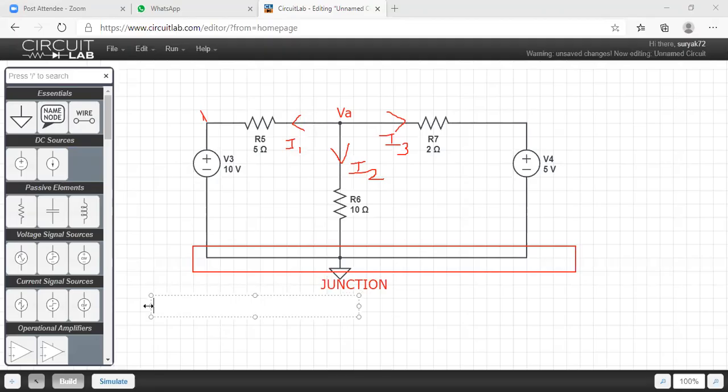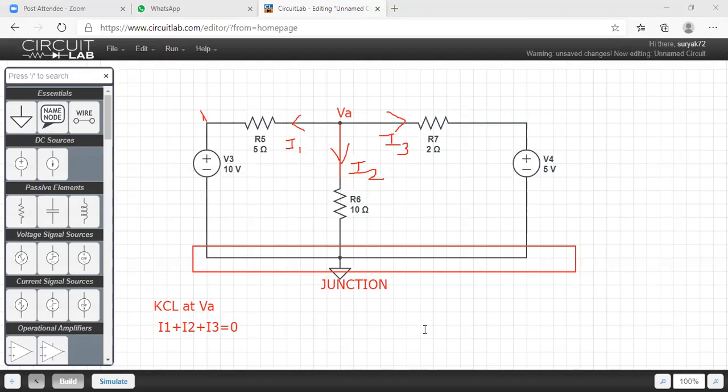So if you apply KCL at the remaining junctions here, I know here the junction is only VA. Then I will apply KCL. If I place my pen here at VA, all currents are leaving. As all currents are leaving here, I can say I1 plus I2 plus I3 should be 0. That is the KCL for VA.